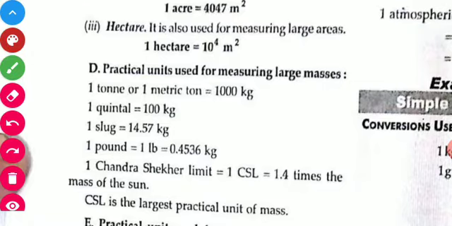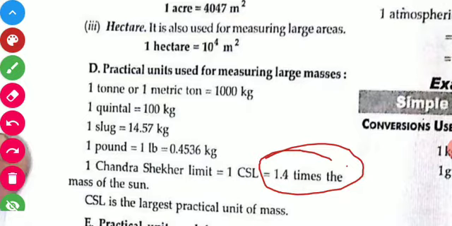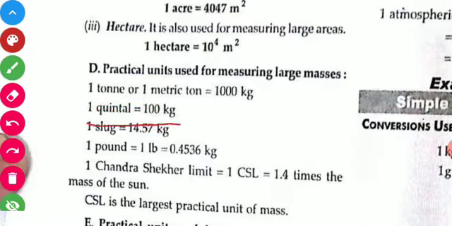So it is equal to 1.4 times the mass of the Sun. So this you have to remember. And here one thing you also have to remember, that 1 ton is equal to 1000 kg, quintal 100 kg, slug is 14.57 kg, pound is 0.4536 kg, and also the Chandrasekhar limit.